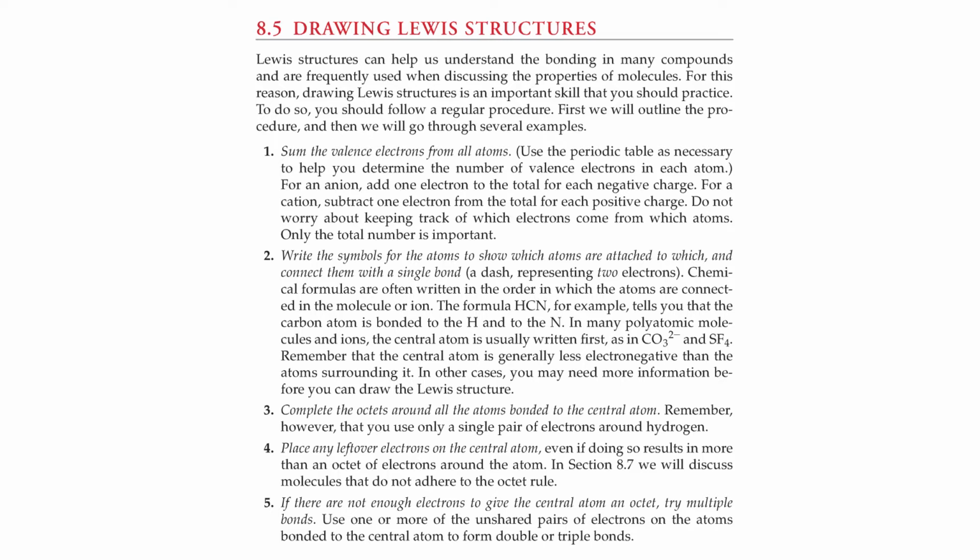Number 3. Complete the octets around all atoms bonded to the central atom. Remember, however, that you can only use a single pair of electrons around hydrogen. Number 4. Place any leftover electrons on the central atom, even if doing so results in more than an octet of electrons around the atom. In Section 8.7, we'll discuss molecules that don't adhere to the octet rule. Number 5. If there are not enough electrons to give the central atom an octet, try multiple bonds. Use one or more of the unpaired electrons on the atoms bonded to the central atom to form double or triple bonds.